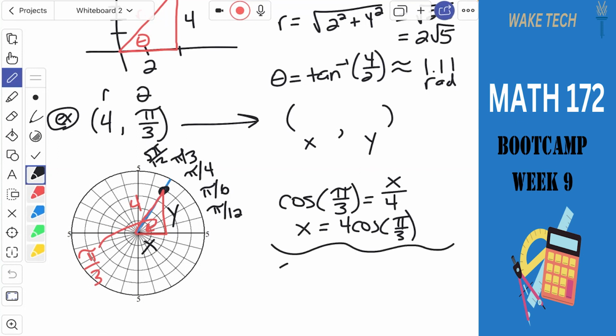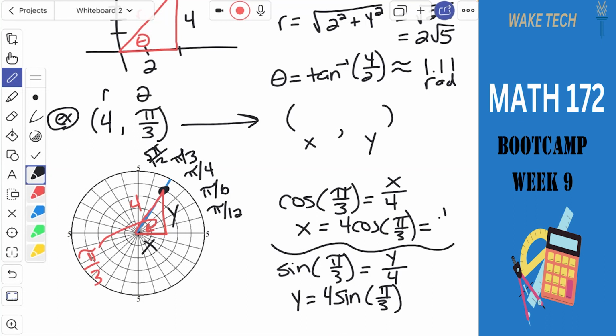About the triangle, we also know that sine of the angle is equal to the opposite side over the hypotenuse, which tells us that y is equal to 4 times sine of pi over 3. Four cosine of pi over 3 is 1/2. Sorry, that's not true. It's 4 times 1/2, which is 2. 4 times the sine of pi over 3 is 2 times the square root of 3.